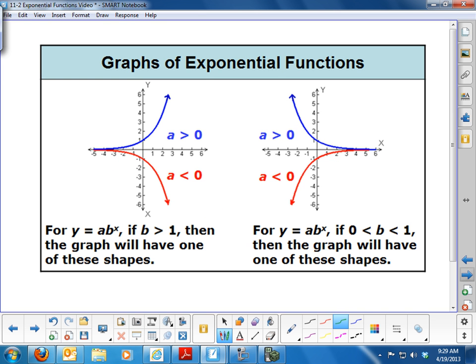Okay, here's something I would pause the video and write this down or print this off. This just gives you a good graphic display of what the graph of an exponential function is going to look like depending on whether the a value is greater than 0 or less than 0, and then depending on these two things right here: is the b greater than 1 or is the b between 0 and 1, some fraction in between 0 and 1. So based on those two situations, what your a and b values are in your function, that's going to tell you what the general graph of the exponential is going to look like.